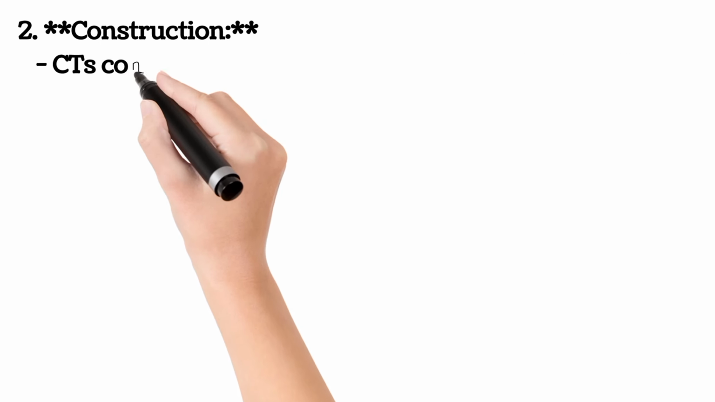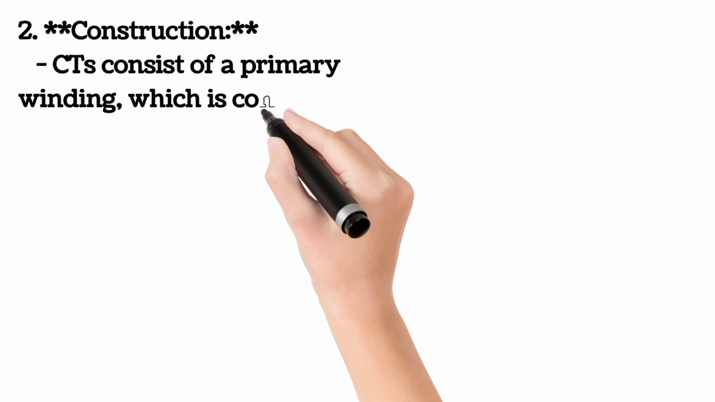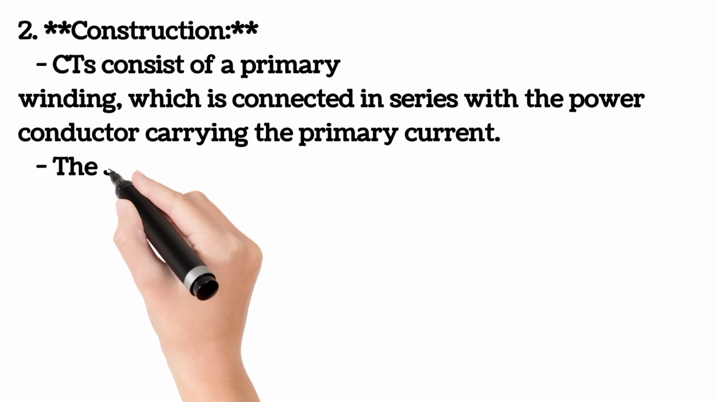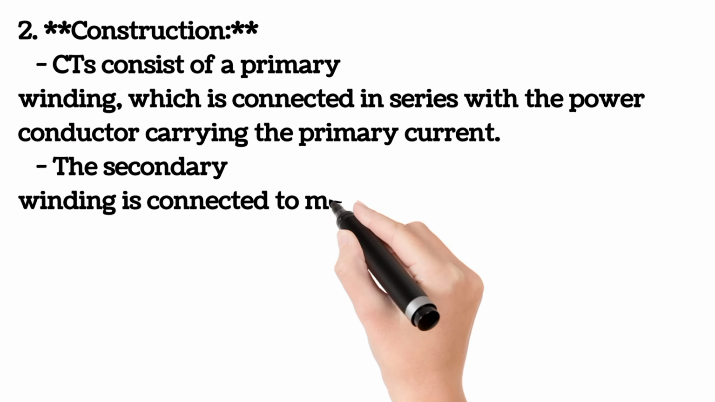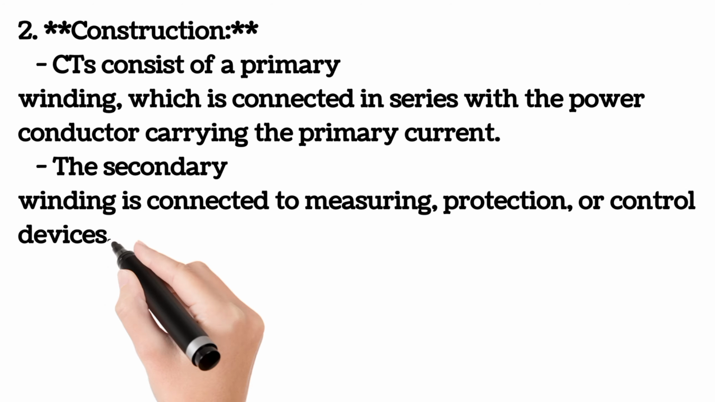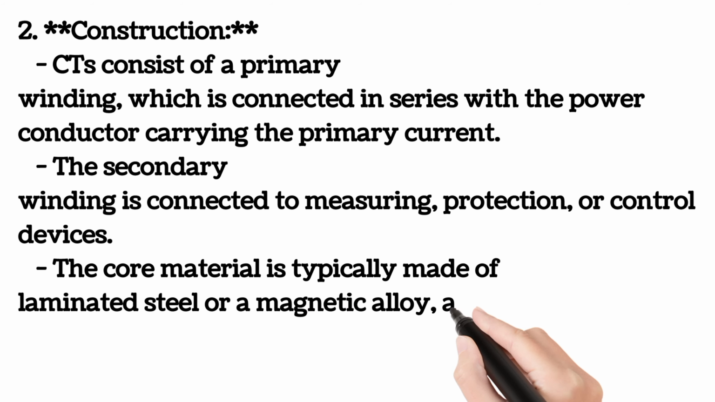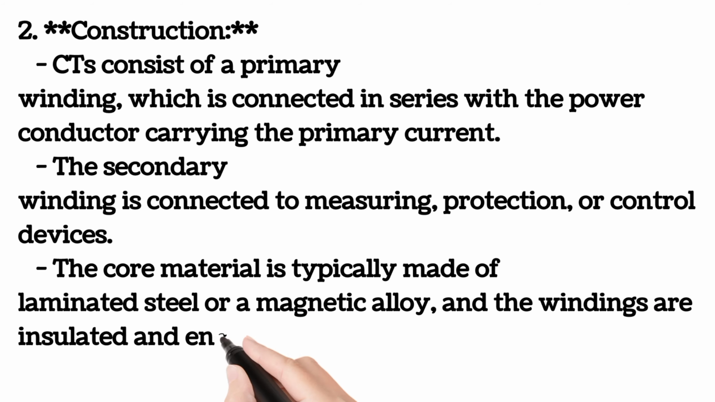2. Construction. CTs consist of a primary winding, which is connected in series with the power conductor carrying the primary current. The secondary winding is connected to measuring, protection, or control devices. The core material is typically made of laminated steel or a magnetic alloy, and the windings are insulated and enclosed in a housing.